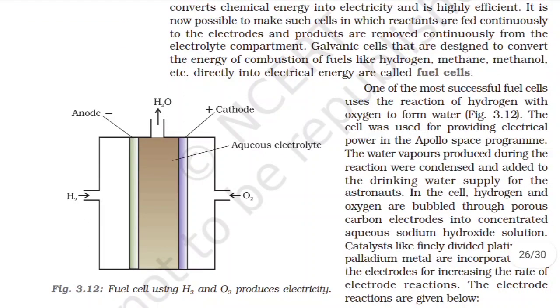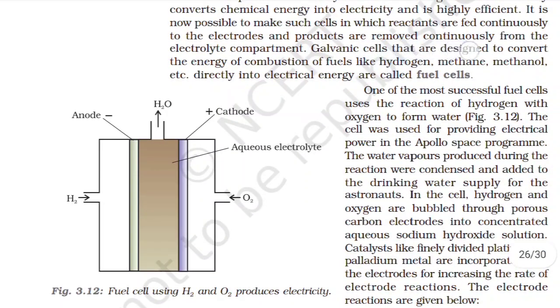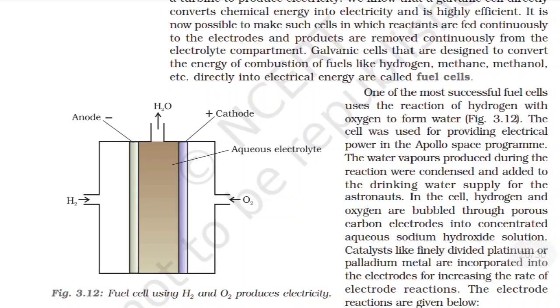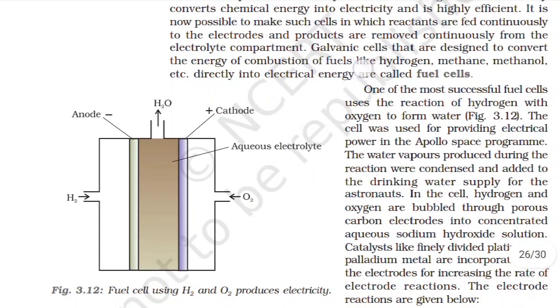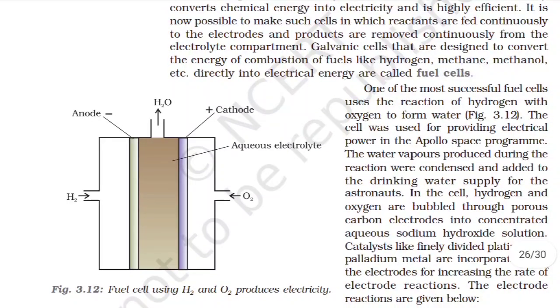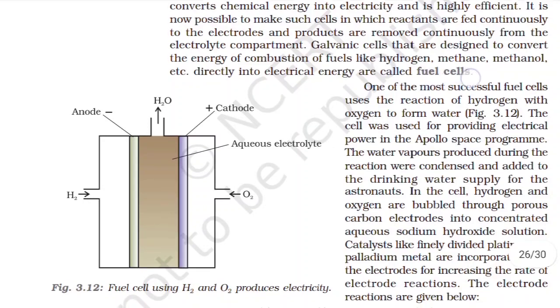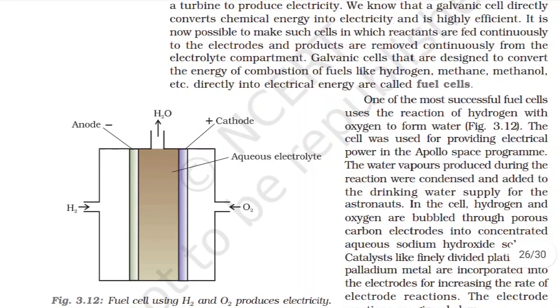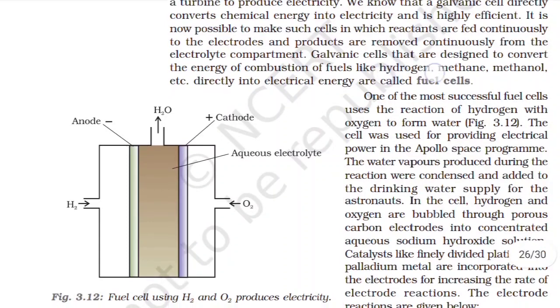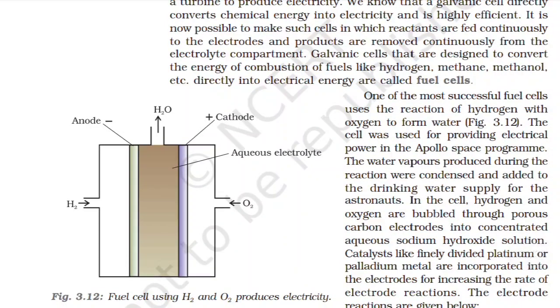The definition of fuel cells we can write as: the galvanic cells that are designed to convert the energy of combustion of fuels like hydrogen, methane, methanol, etc., directly into electrical energy are called fuel cells. These are the fuel gases used here: hydrogen, methane, methanol.